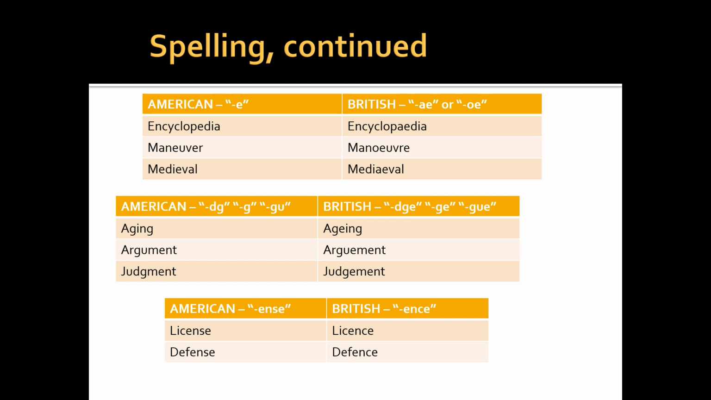So in American English we use E, but in British English we use AE or OE. As a shortcut, when we use E in American English, just add an A or an O in front of it, and then you'll get British English. For example, encyclopedia.